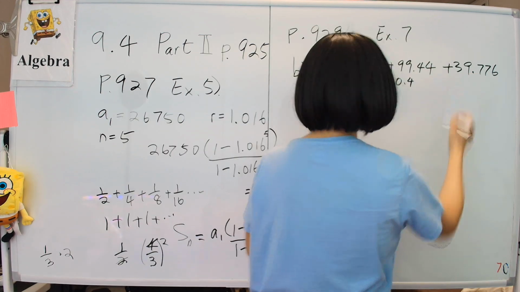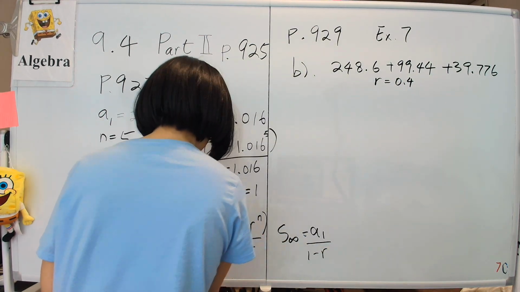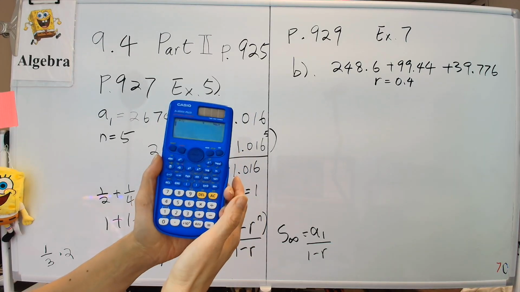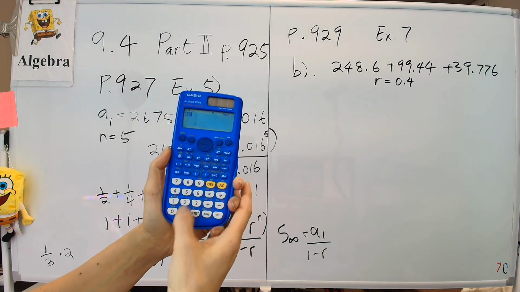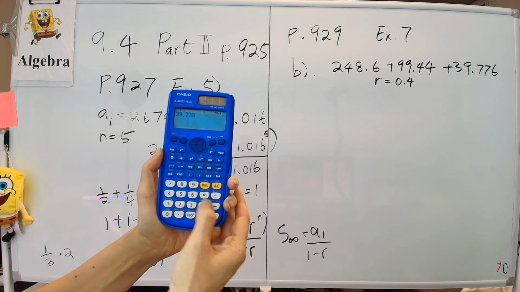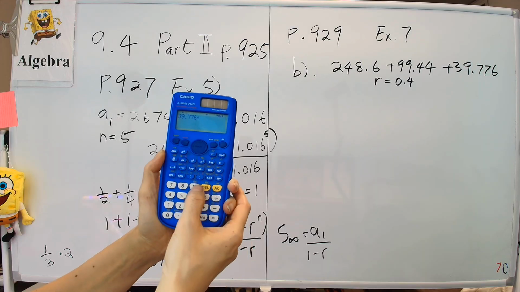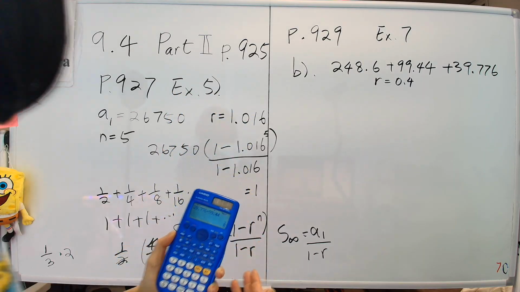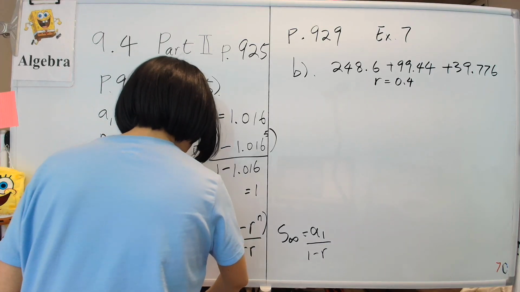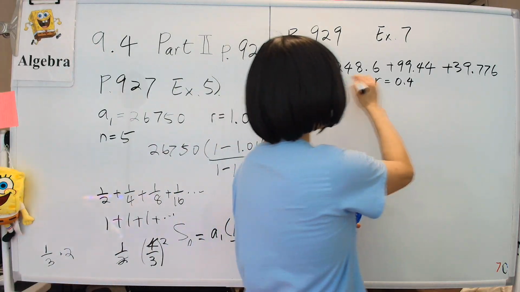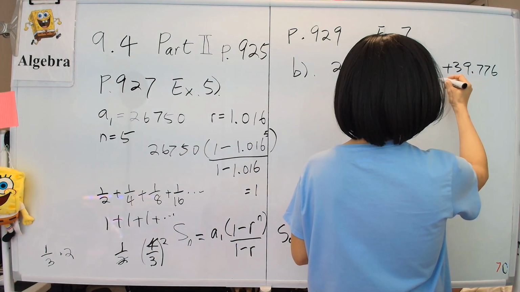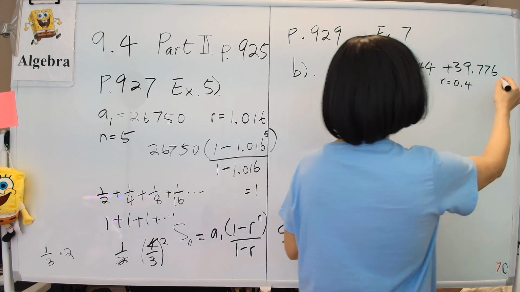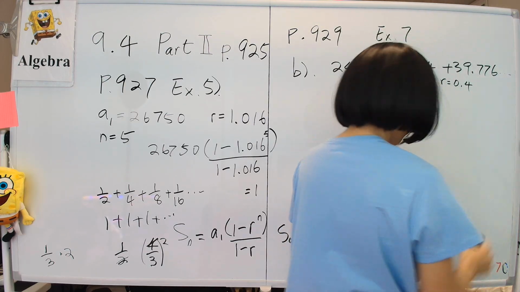And then what is the ratio of those two? Again, we have to do this. Next, we have 39.776 divided by 99.44. That is also 0.4. All right, so at least for the first three terms, R equals 0.4 here. And then this goes on presumably.